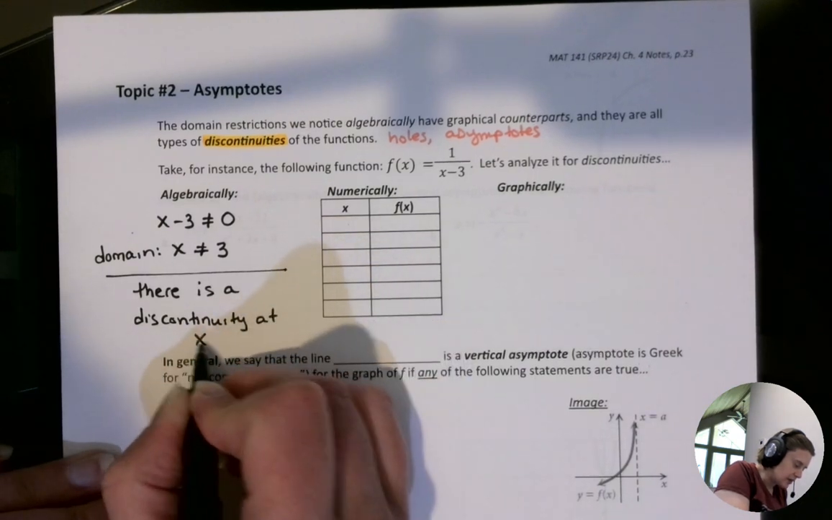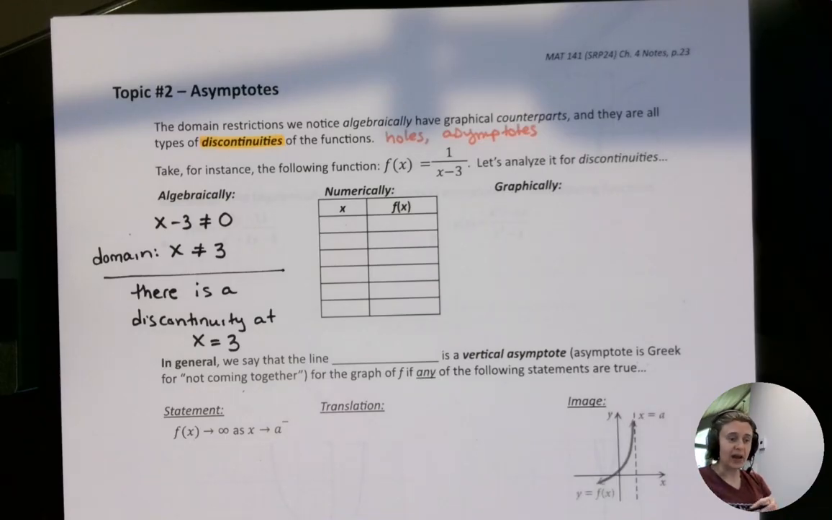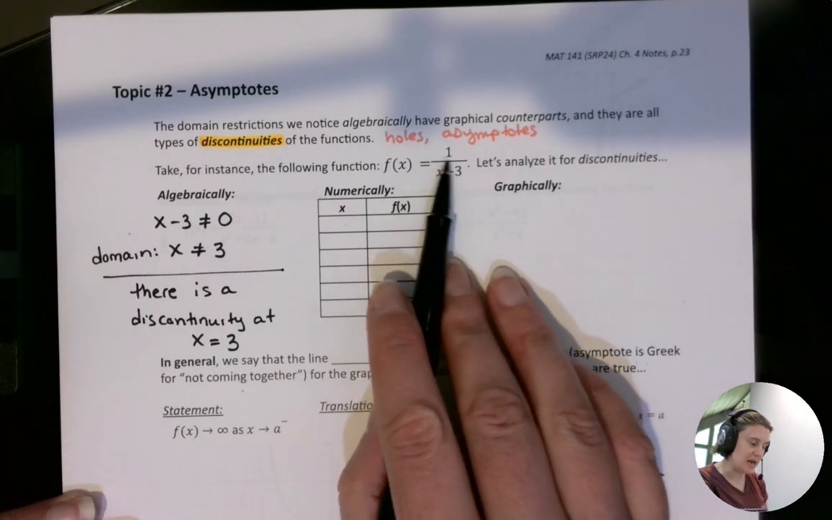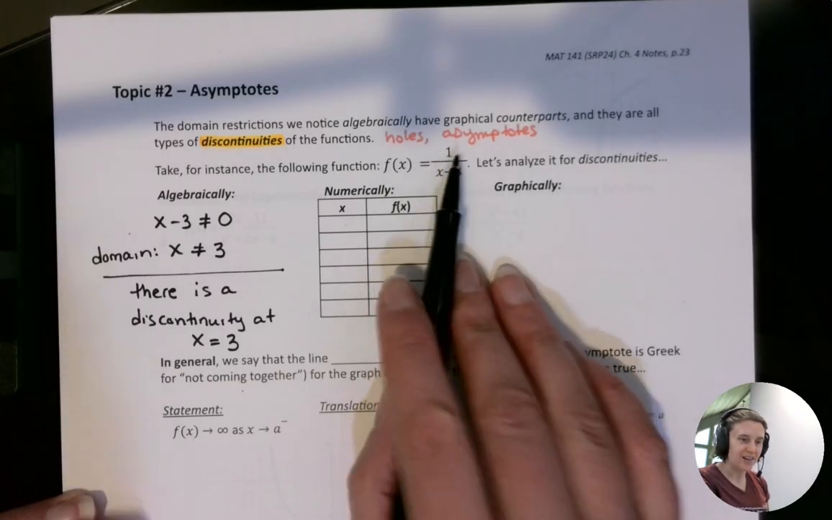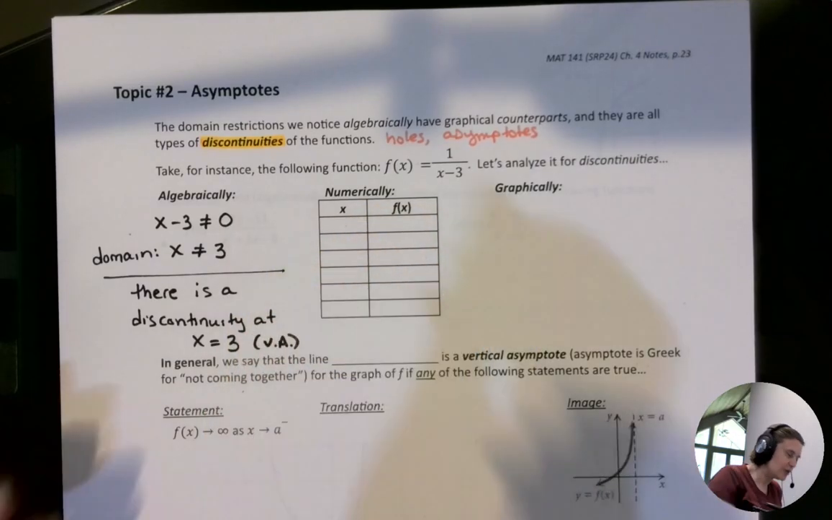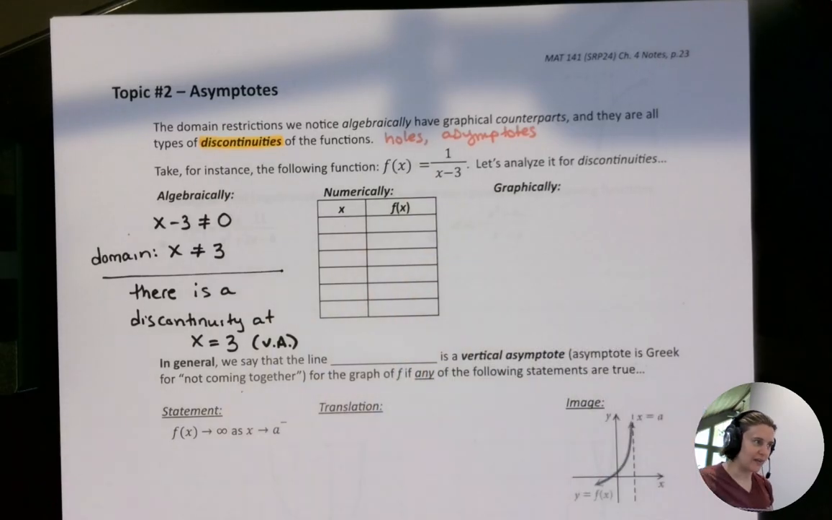There is a discontinuity at x equals 3. Now, I actually do know what kind this is based on the fact that x minus 3 as a factor does not reduce with the numerator. So, because it does not reduce, I suspect that this discontinuity is a vertical asymptote, and we're going to confirm that when we go over to the graph in a minute.